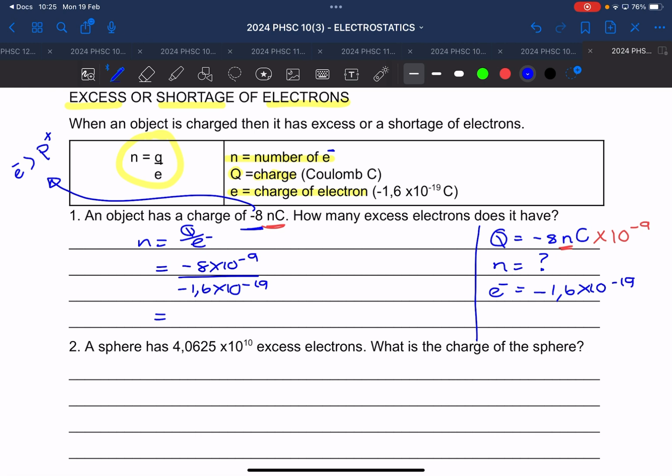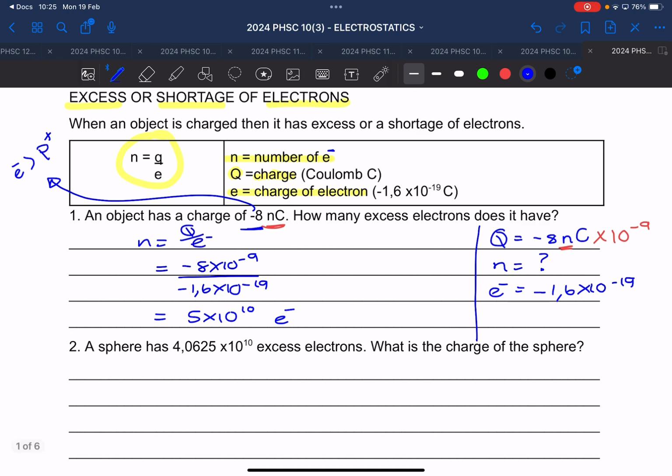Yes, ready when you are? And then you'll just say electrons. Yes. There's someone I must help with their calculator.